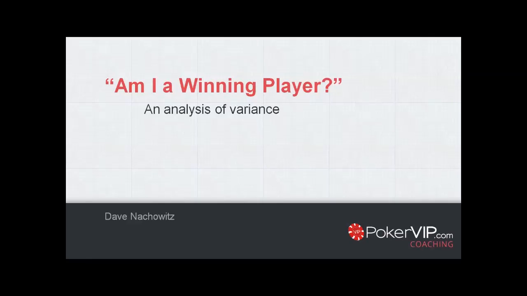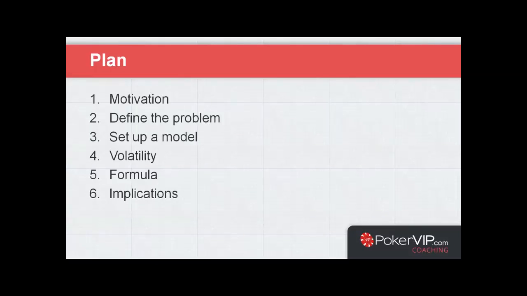So with that, let's map out a little plan for what this video is going to accomplish. To start, I want to supply you with a little motivation for the issue, define the problem. We're going to be attaching a model to this, a statistical model that will help us address this question. I do want to talk a little bit about volatility in poker, an interesting topic in and of itself. Afterwards, there'll be some calculations presented, and then we'll discuss some of the implications for this problem.